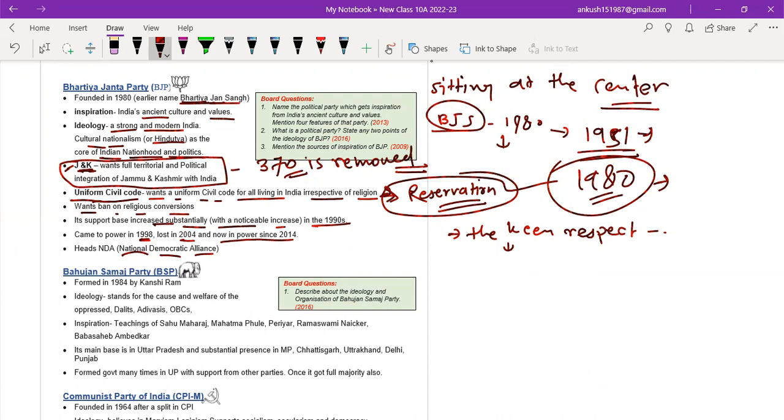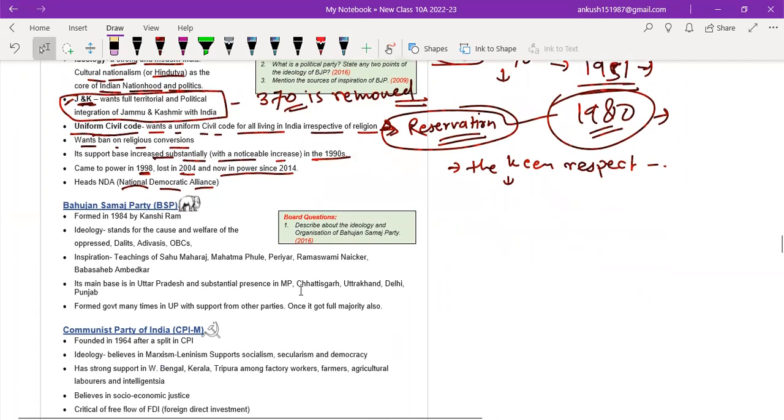Are you getting the point? Okay. Have you got it about the Bharatiya Janata Party?